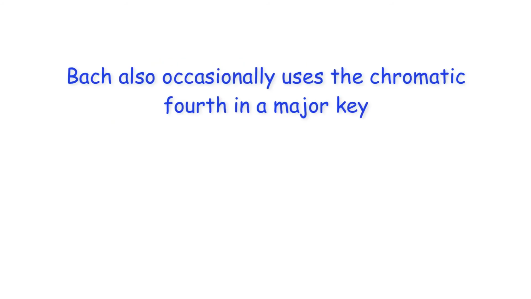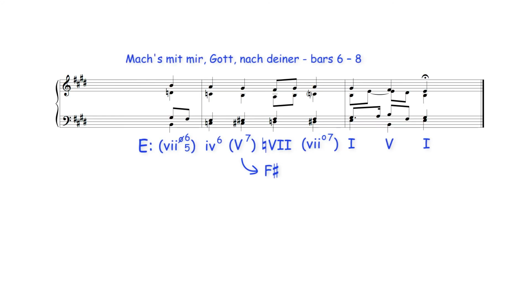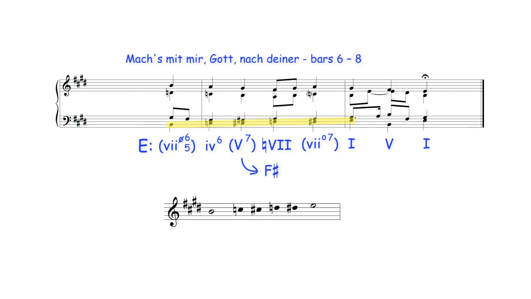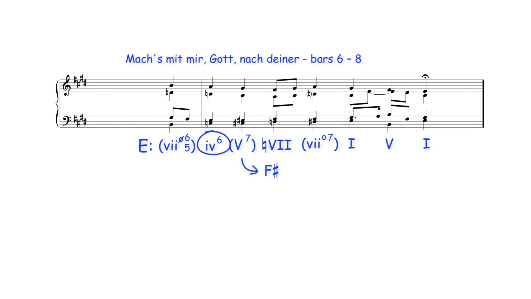Bach also occasionally uses the chromatic fourth in a major key. Examples of this usage include Chorale 310, where this ascent leads, like many ascending chromatic fourths in a minor key, through the subdominant and flattened leading note to the chorale's final cadence.